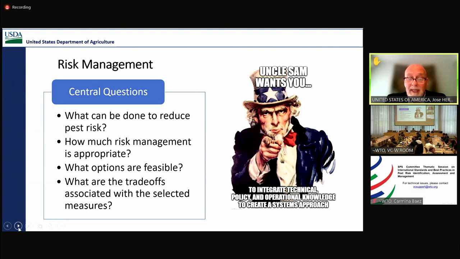Here are some questions that should guide the development of a risk management measure. The first is, what can be done to reduce the risk, which involves an assessment of the individual risk management measures to determine the efficacy. The second question we ask is, how much risk management is appropriate to reduce the risk of entry and establishment of pests? The restrictiveness of the measure should match the pest risk. Third, what options are feasible? Will the measures we propose be standardizable, replicable, and auditable? Finally, knowing the thresholds associated with the selected measures will be important for the evaluation of the efficacy of the program. Next slide, please.